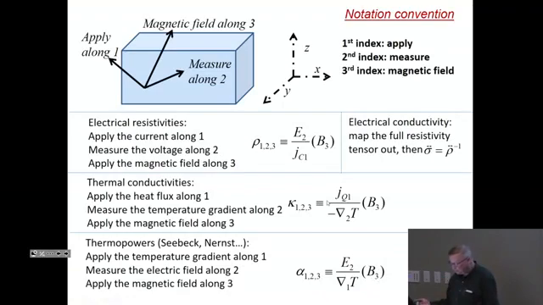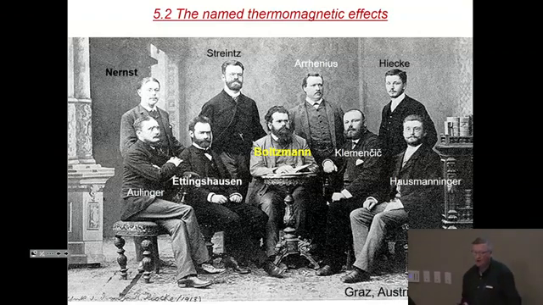So a proper Seebeck would be alpha 1, 1 of no field. That is grad 1 and E1. Whereas this, if 1 and 2 were normal to each other, this would be a Nernst measurement. Okay. Now, that's the general case.